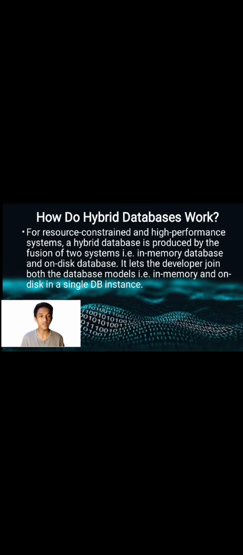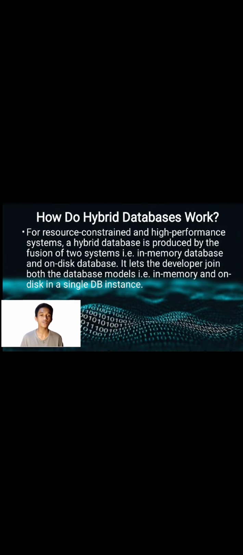The structured data is sent to the MySQL database, while the selection of the database for unstructured data relies on the mode in which the application gets executed. In hybrid mode, data is sent to the Mongo database, and in SQL mode, data is sent to the MySQL database. So how do hybrid databases work?